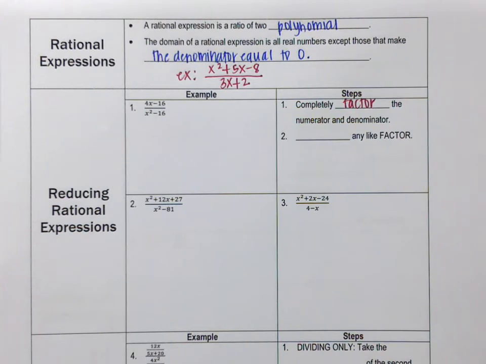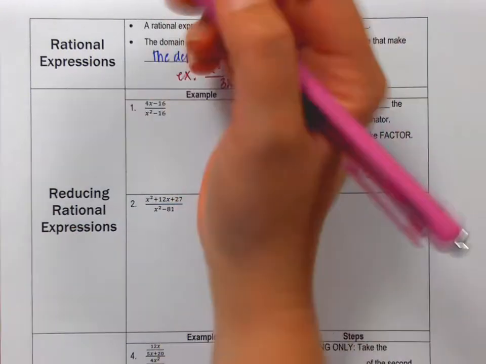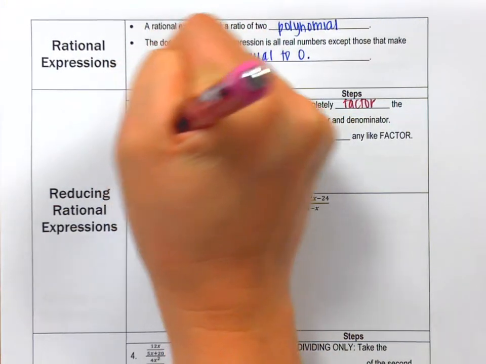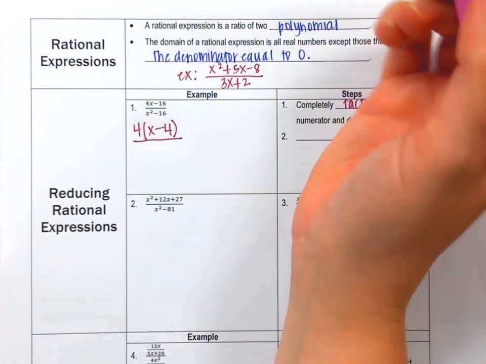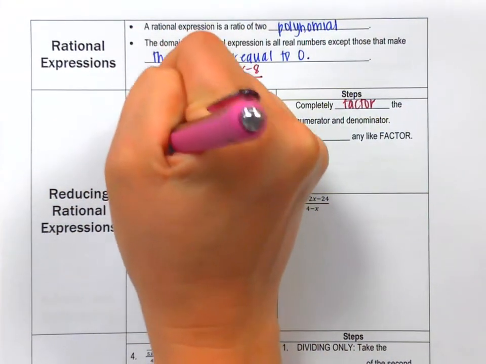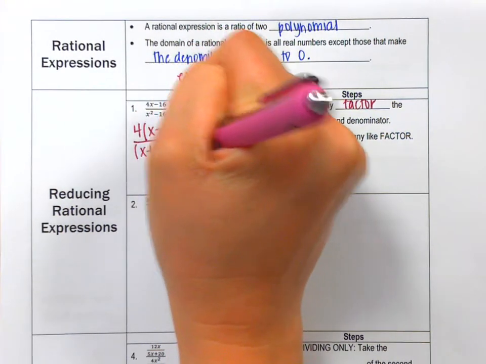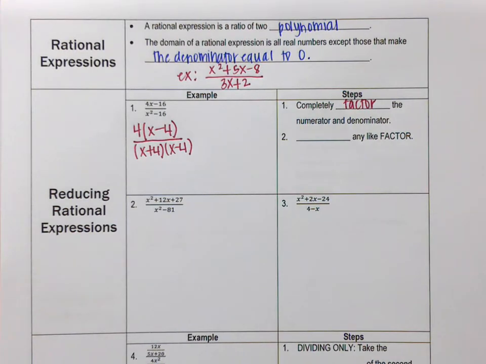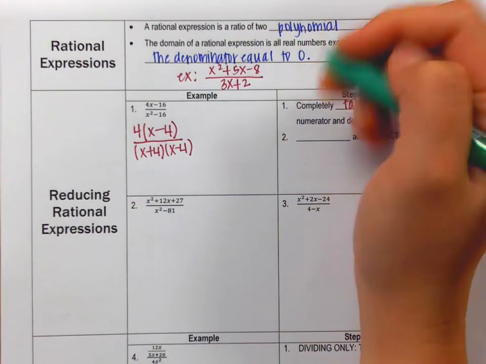Okay, so 4x minus 16, I look to see how I can factor that, and I can factor out a GCF of 4, and then I have x minus 4. And then x squared minus 16 is a difference of squares, so I would factor that to be x plus 4 and x minus 4. So that's my first step, is just to completely factor the numerator and the denominator. Now my second step is to cancel any like factors. So that's super important too.